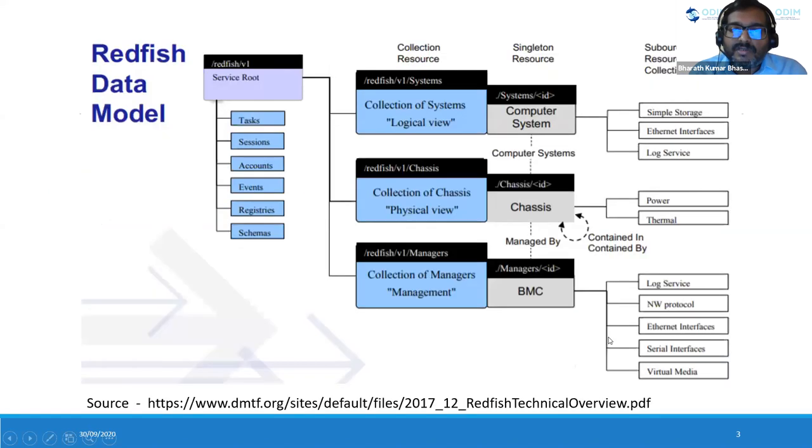I'll proceed to the Redfish model. For those of you who are familiar, it's okay, but if there are people who are not familiar with the Redfish model, this is an early model. This is how Redfish models its schemas. You have the service root, which is Redfish V1, a constant for all Redfish implementations. And you have the services: the task service, session, account, event, registry, and schema service.